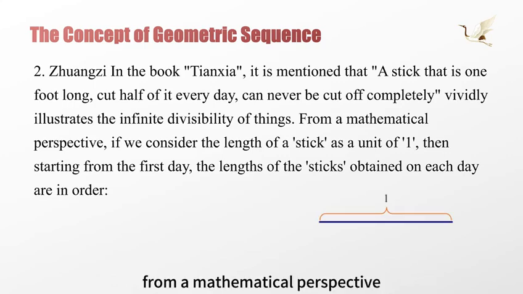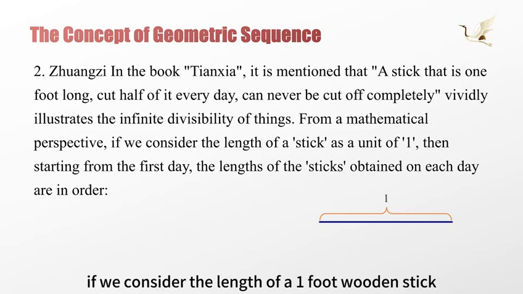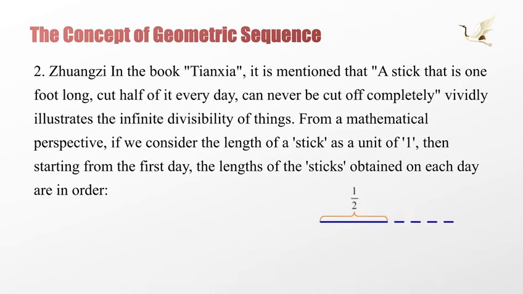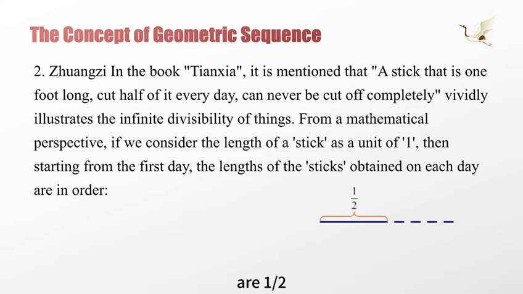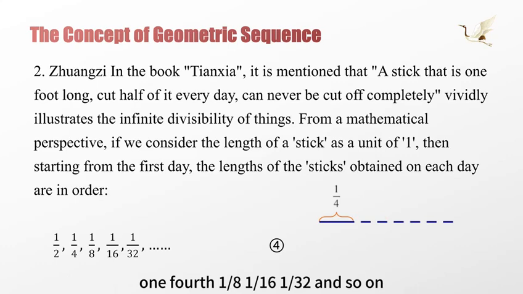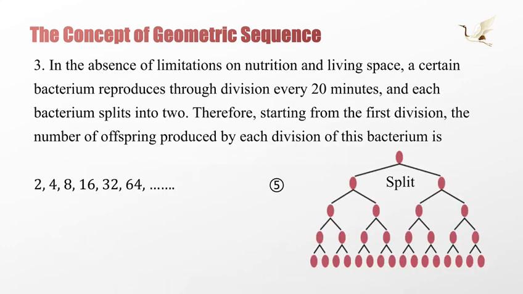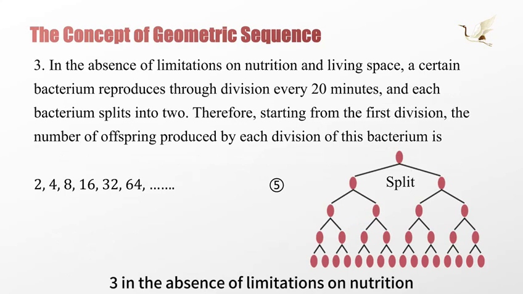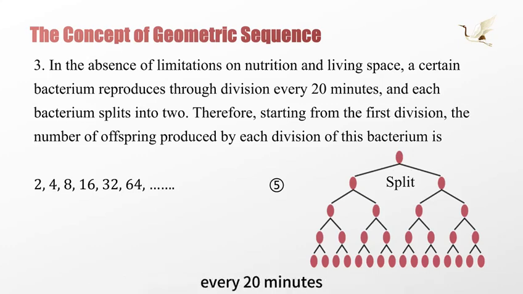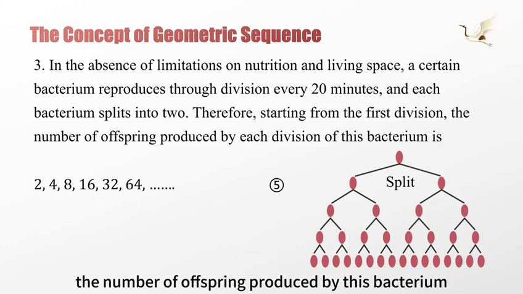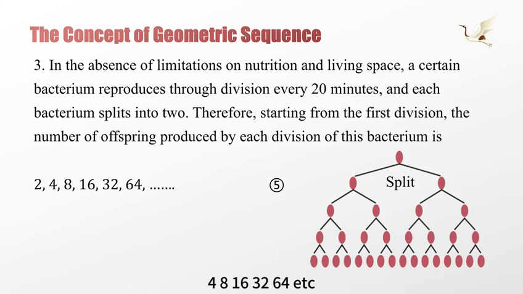From a mathematical perspective, if we consider the length of a 1-foot wooden stick as a unit of 1, then from the first day onwards, the lengths of the wooden sticks obtained on each day are 1/2, 1/4, 1/8, 1/16, 1/32, and so on. 3. In the absence of limitations on nutrition and living space, a certain bacterium reproduces through division every 20 minutes, and each bacterium splits into 2. Therefore, the number of offspring produced by this bacterium from the first division is 2, 4, 8, 16, 32, 64, etc. We call this sequence 5.